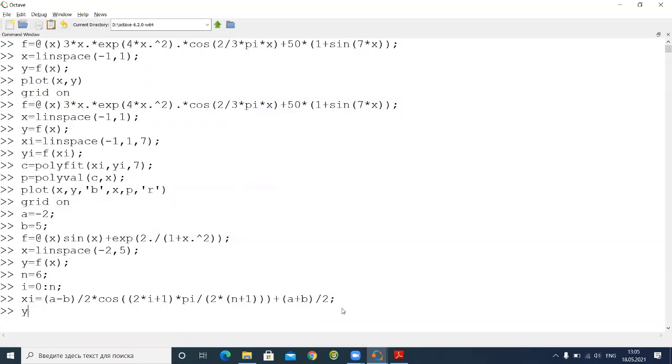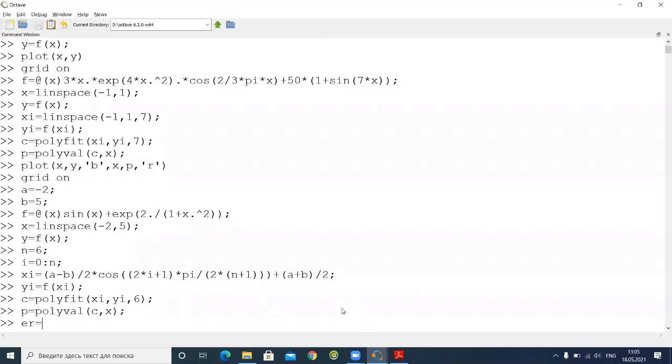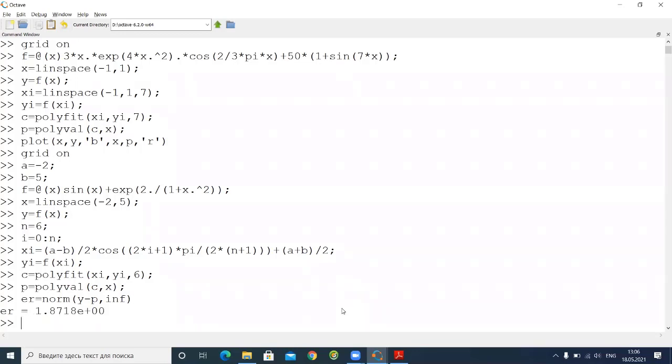And now let's again evaluate the function f at xi. And now polyfit, xi, yi and 6, polynomial degree 6 here. Then polyval, and it was c and x. Then the error, so it is norm. You need to find this error norm: y minus p using the infinity norm. So this is the answer. Now we get our answer.